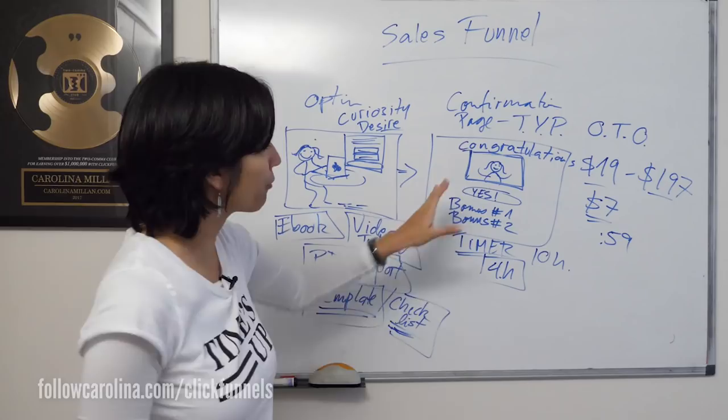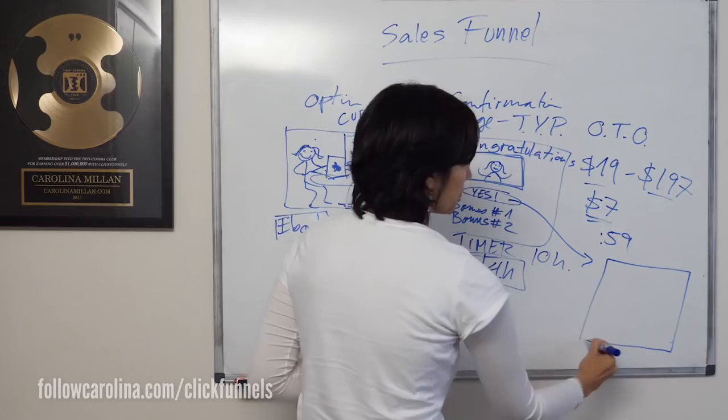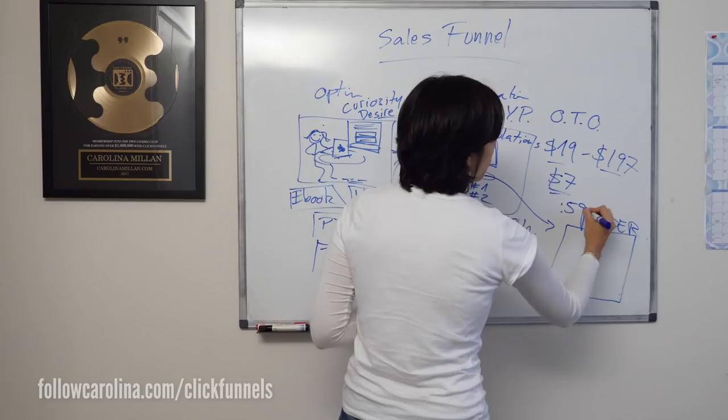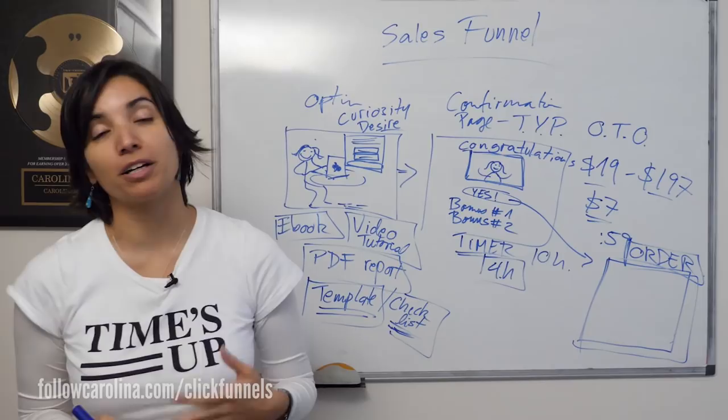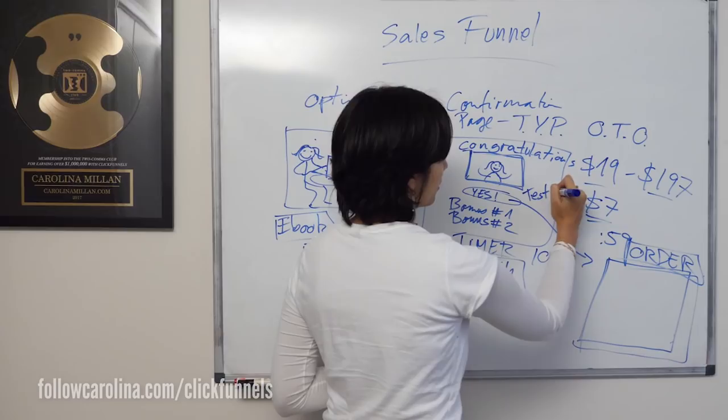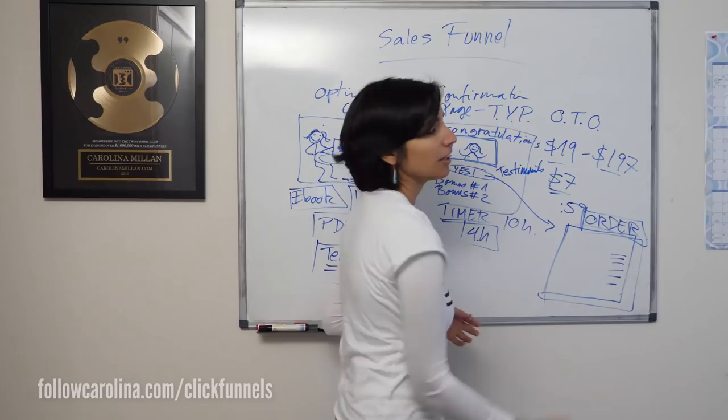Then of course, if they click yes, you take them to the next page of the funnel, which is going to be, sorry, this got all messy, the order form, okay? The order form should be really straight to the point, very simple. You can add a couple of testimonials. You can also add the testimonials here, or you can put them here in the order form. And then here in the order form, of course, you're going to collect data again.